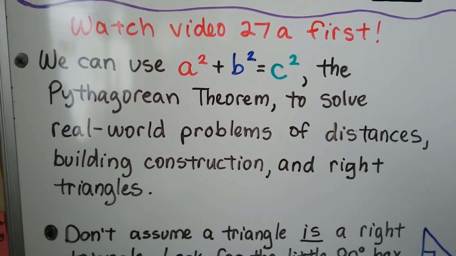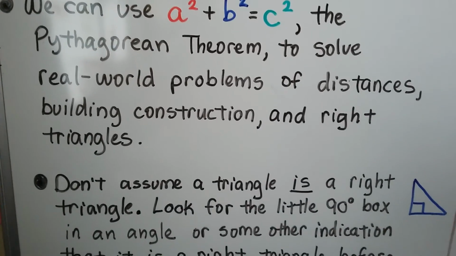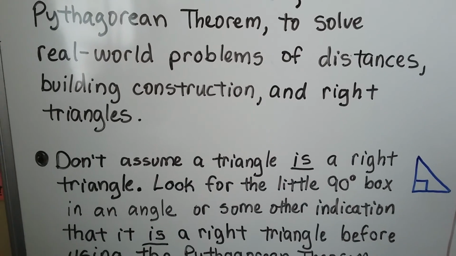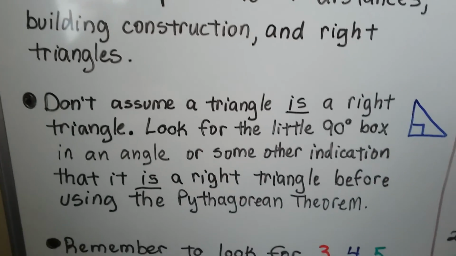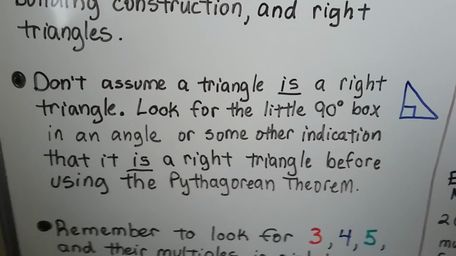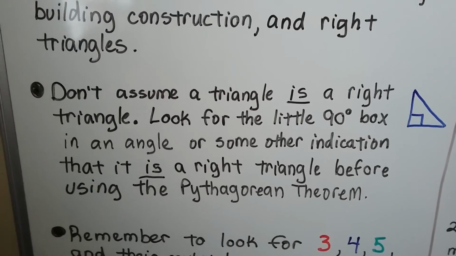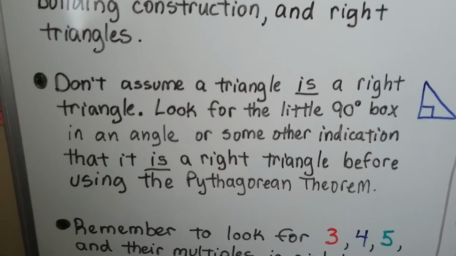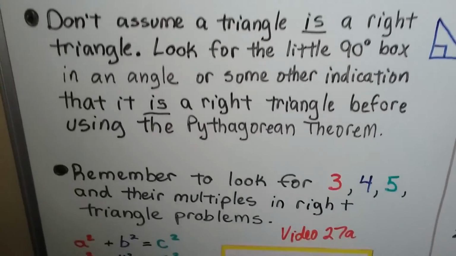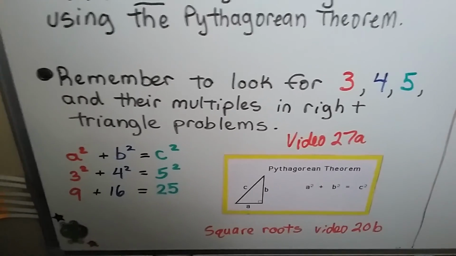We can use a squared plus b squared equals c squared, the Pythagorean theorem, to solve real-world problems of distances, building construction, and right triangles. And don't assume a triangle is a right triangle. Look for that little 90-degree box in an angle or some other indication that it is a right triangle before using the Pythagorean theorem. And remember to look for that 3, 4, 5 and their multiples in right triangle problems.